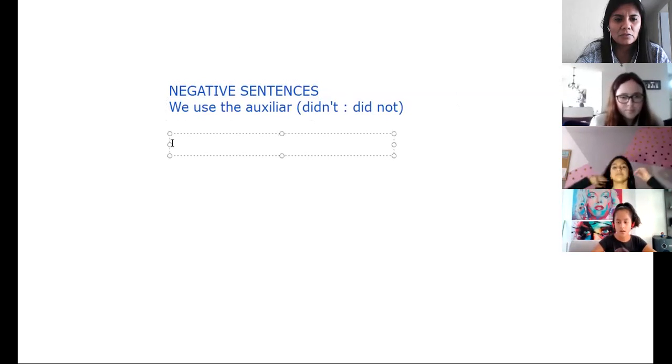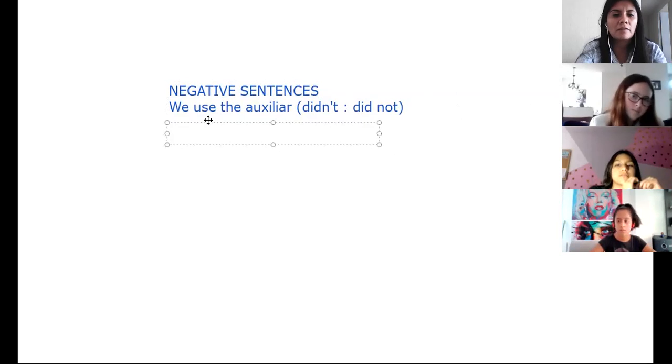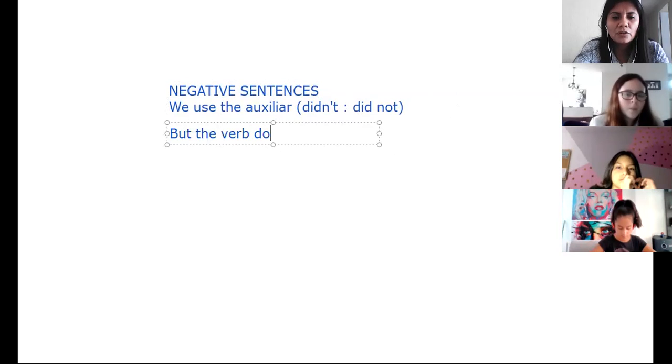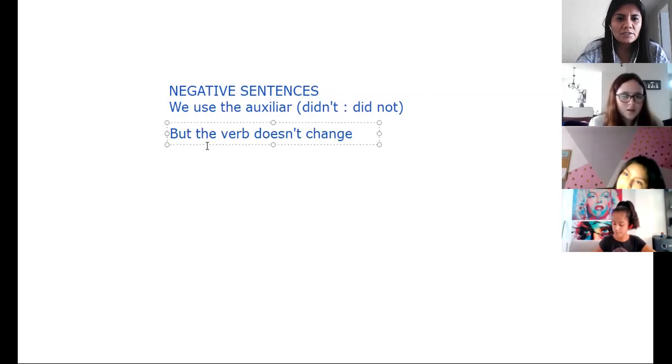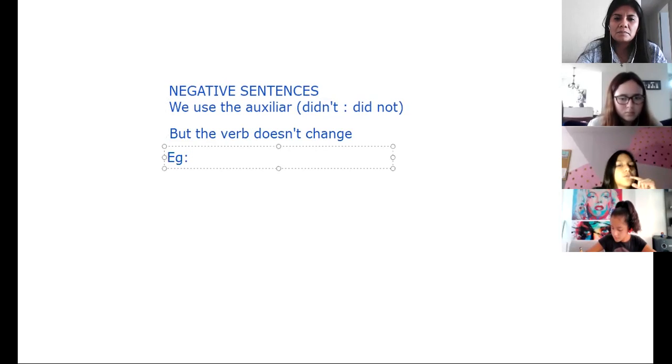Okay, examples. One of the things you also have to remember is another idea. We use the auxiliary didn't before the verb, yes? But the verb doesn't change. Example. What is the example we have with the auxiliary didn't? Someone can dictate the example to me. Didn't know. But tell me the sentence. The sentence.